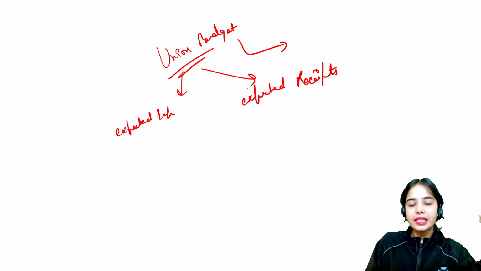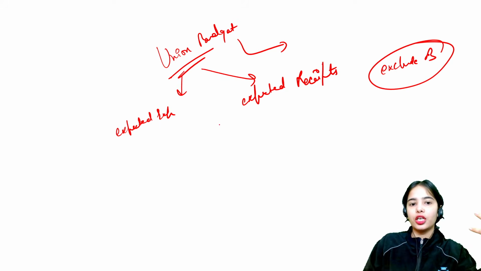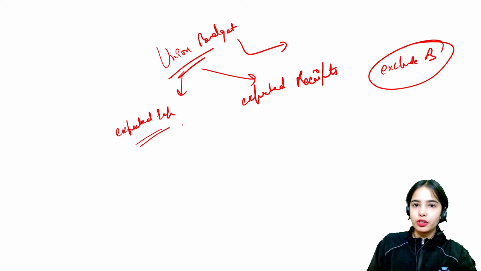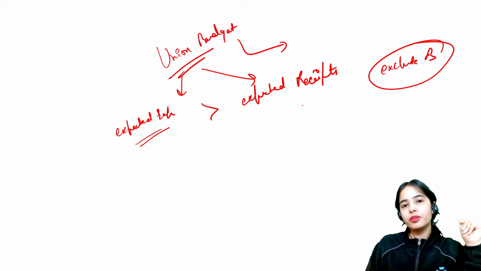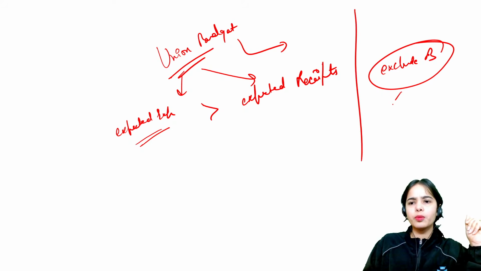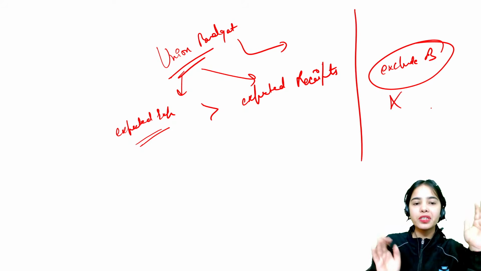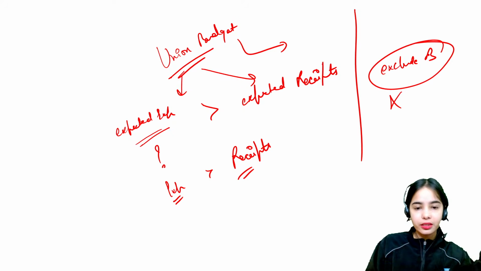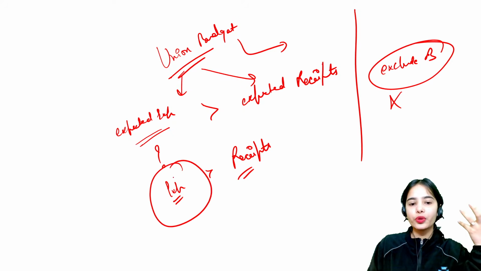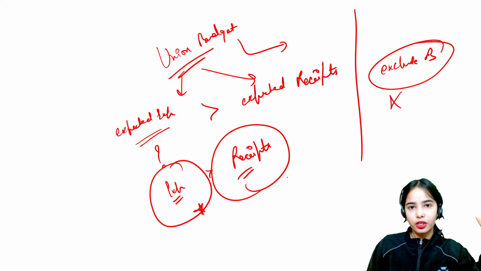Can we say that the expected expenditure of the government, if we exclude the borrowings, is going to be higher than the receipts of the government? If we exclude the borrowings of the government, then can we say that the government is going to spend more than the receipts of the government? Can we say so? Right? This is the idea, that the government is going to spend more than the receipts of the government.